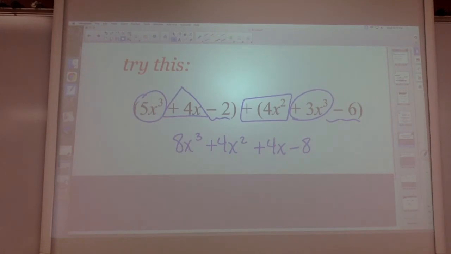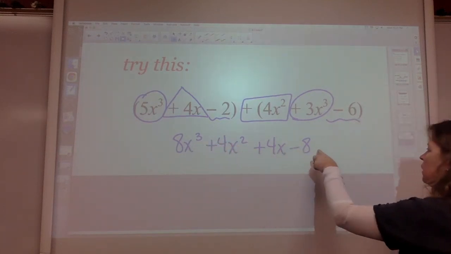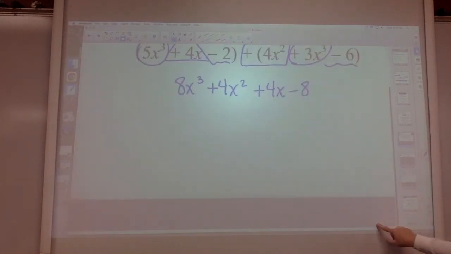Okay, when you come back, you should have 8x cubed plus 4x squared plus 4x minus 8. Adding only like terms, and it goes in order: 3, 2, 1, none. There's only one.